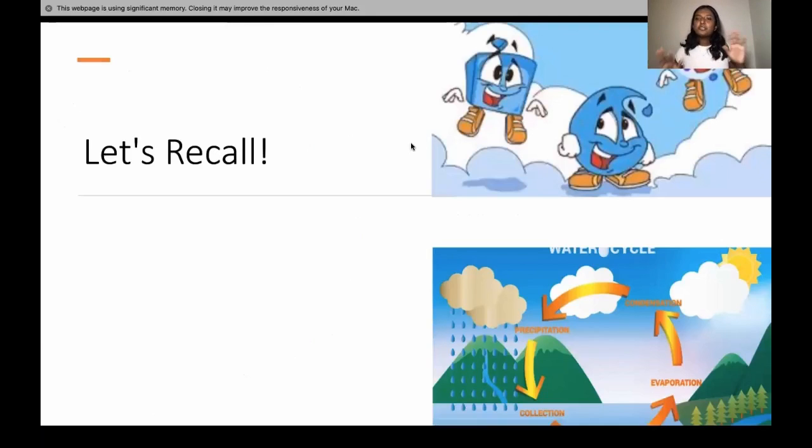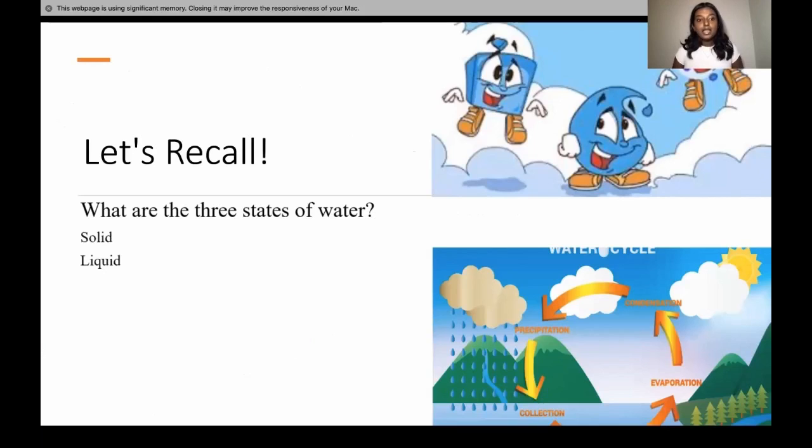Next up, let's do a little recall before we go into more detail about the water cycle. What are the 3 states of water? I'll give you a few seconds. Okay, so they are solid, liquid, and gas. The change between these 3 is essentially the water cycle. Now, what are some steps of the water cycle before I go into detail? A few seconds.